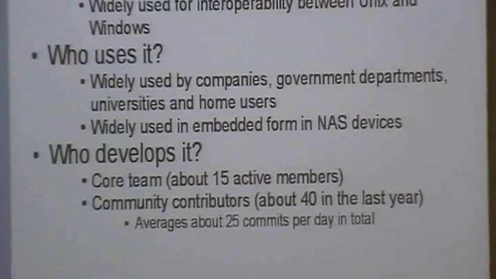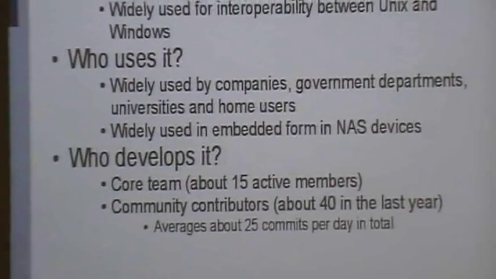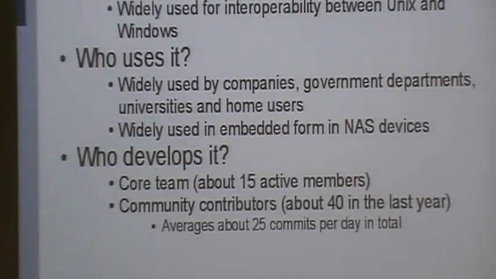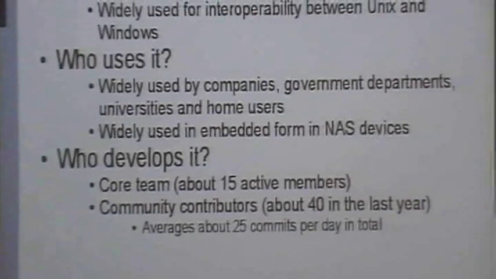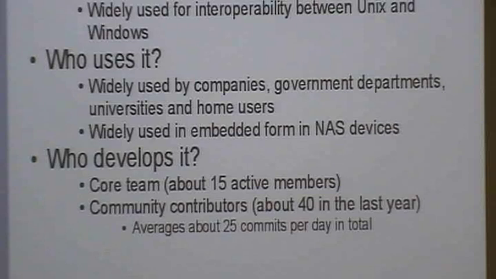So we average about 25 commits per day in total. So about 25 times a day, somebody commits some new code to the main branch of Samba. There's far more than that committed to alternative branches, to testing versions of Samba, private experimental branches. About 25 times a day, a patch arrives in the main branch, which means it would then be part of a release that is coming up into the future.